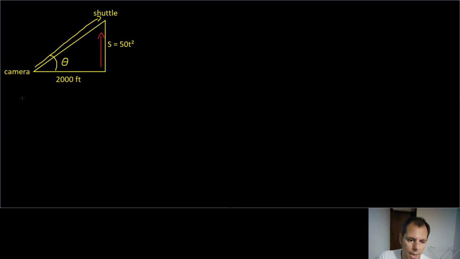So as a matter of fact, when t equals 10 seconds, what's going to be the rate of change of the angle of the camera pointing to the shuttle with respect to time? What it's asking for is this, d theta dt. What is this stuff? Okay, when t equals 10. Well, you got to somehow relate this s right here with theta, okay?